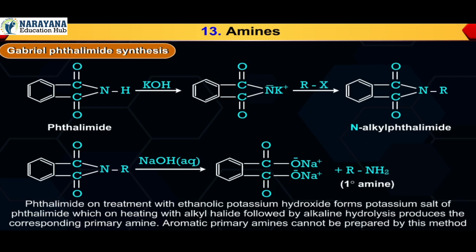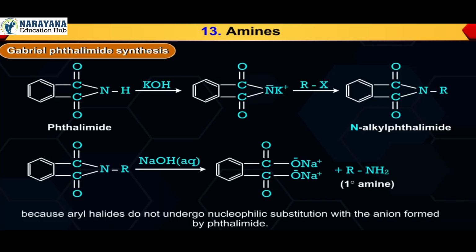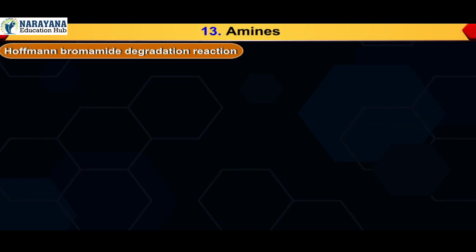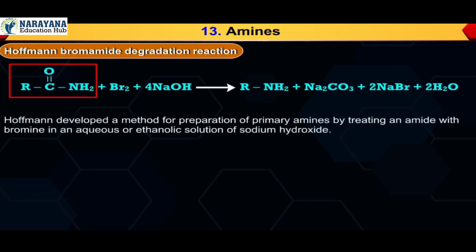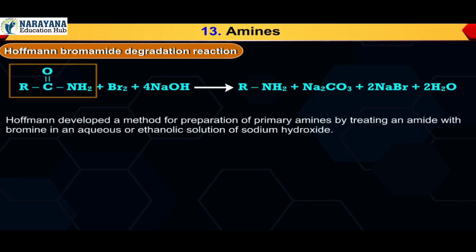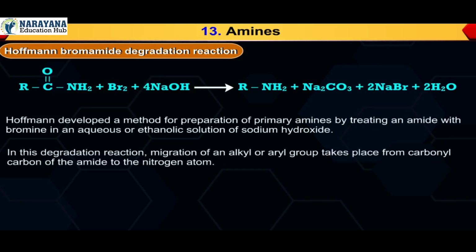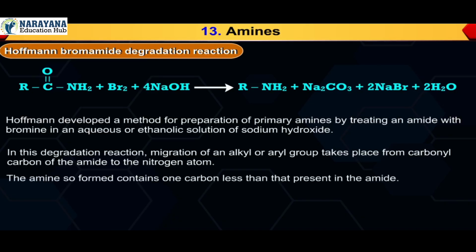Aromatic primary amines cannot be prepared by this method because aryl halides do not undergo nucleophilic substitution with the anion formed by phthalimide. Hoffmann bromamide degradation reaction. Hoffmann developed a method of preparation of primary amines by treating an amide with bromine in an aqueous or ethanolic solution of sodium hydroxide. In this degradation reaction, migration of an alkyl or aryl group takes place from carbonyl carbon of the amide to the nitrogen atom. The amine so formed contains one carbon less than that present in the amide.